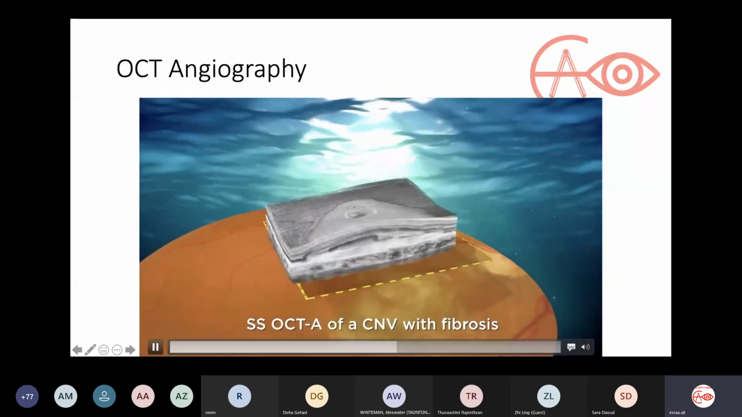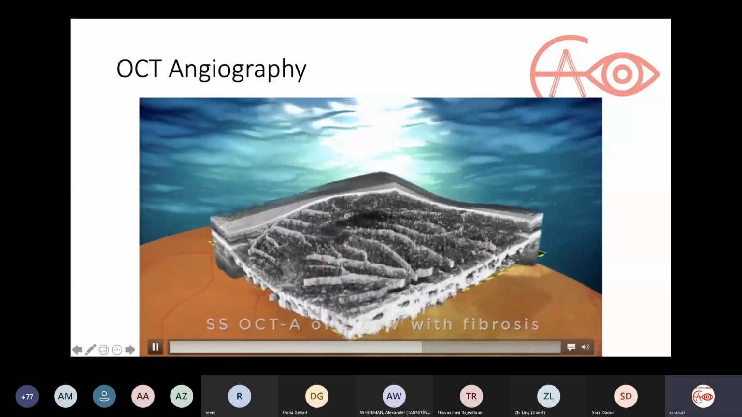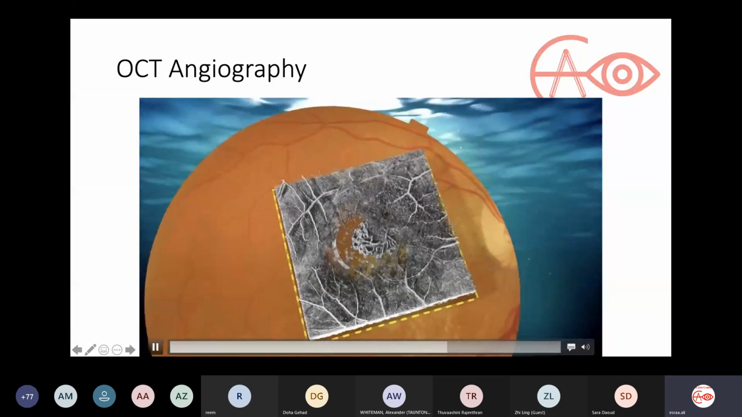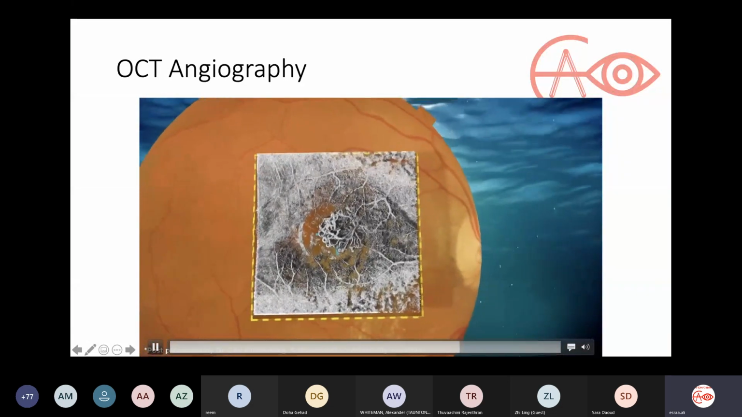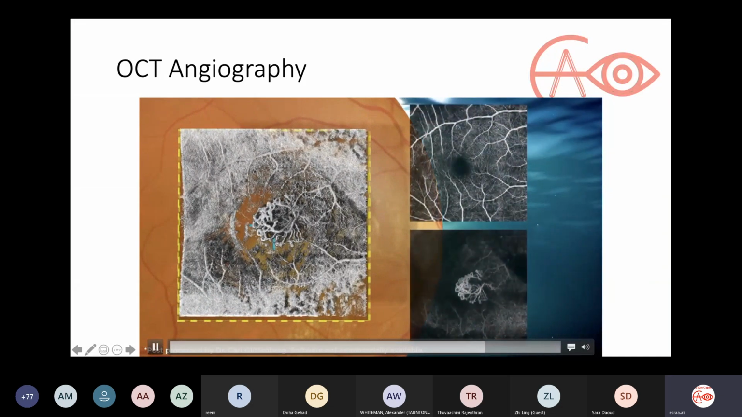So this is an OCT angiography of CNV with fibrosis, making the motion contrast image so we can see the areas where there are only blood vessels flowing, so we can really appreciate the tree of the new vessels, the abnormal vessels that are there.